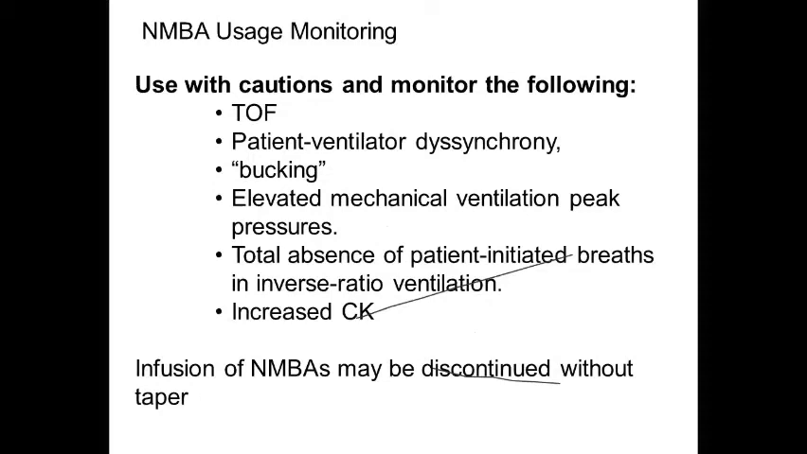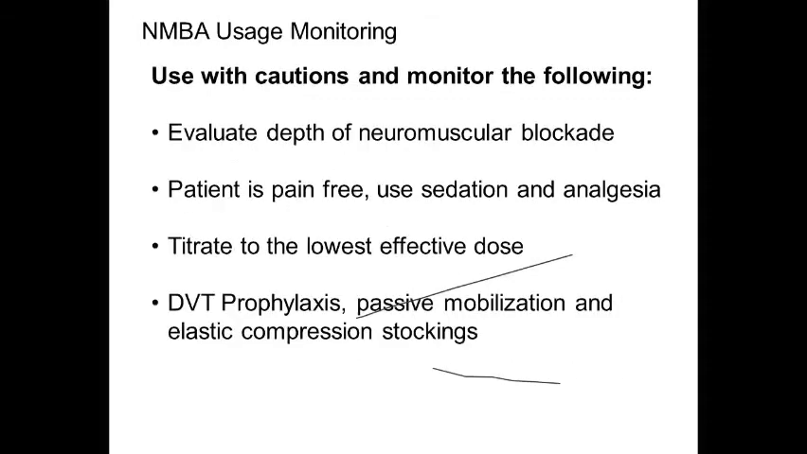It might take a long time for clearance, especially with diseases and concomitant medications, before you take the tube out. So train of 4 does not really mean the patient is fully awake. So be careful when you extubate those patients. Every day, every 6 hours, you have to evaluate the need for the neuromuscular agent. Make sure your patient is pain-free. Titrate to the lowest effect. You could use train of 4 or clinical evidence.